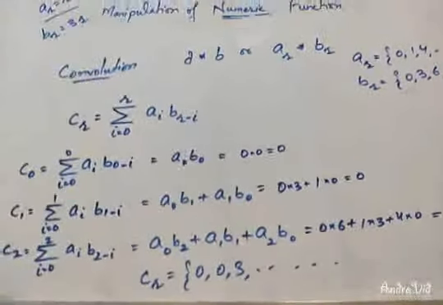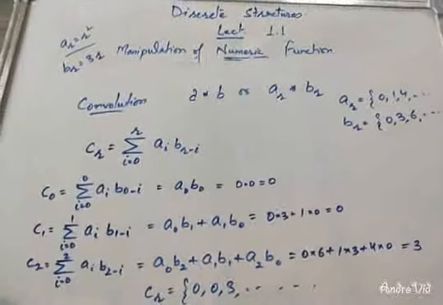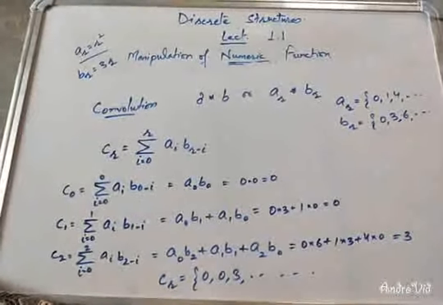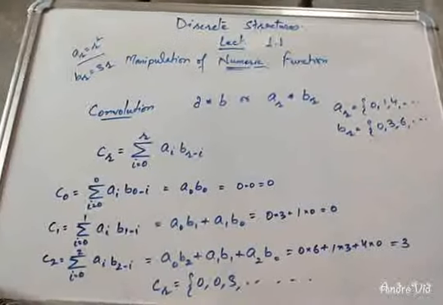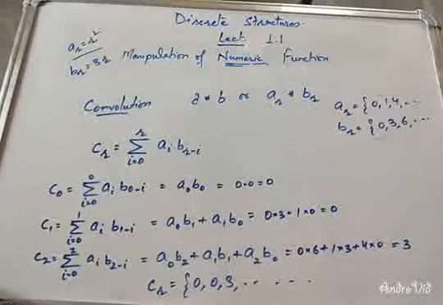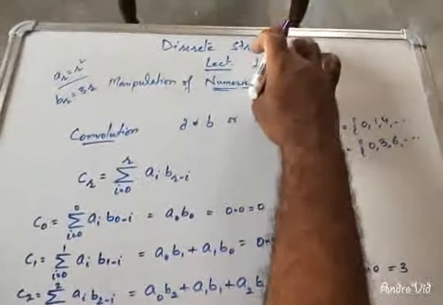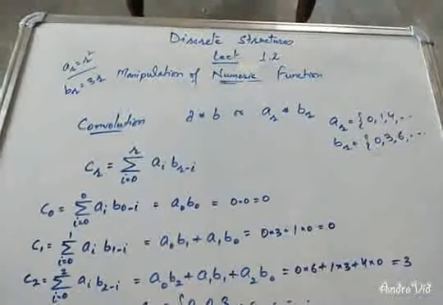So up to this point, we have studied what discrete numeric functions are and what the different manipulations with numeric functions are, and in the next lecture we will be studying the asymptotic behavior of discrete numeric functions. And please mind that this was lecture 1.2. Okay, thank you.